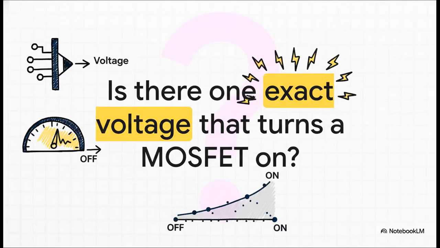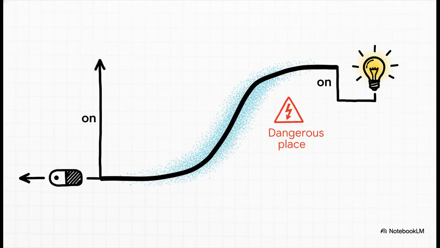So, we said applying a voltage to the gate turns it on. But is it really that simple? Is there one magic number where 2.99 volts is off, but at exactly 3.0 volts it just snaps on perfectly? Well, no, not even close. The reality is this thing called the threshold voltage, and it's not a sharp, clean line. It's more of a fuzzy gray area. As you slowly raise the gate voltage, the MOSFET starts to conduct a little bit, then a little more. And in that in-between range, it's neither fully on nor fully off, which it turns out is a very dangerous place for it to hang out.